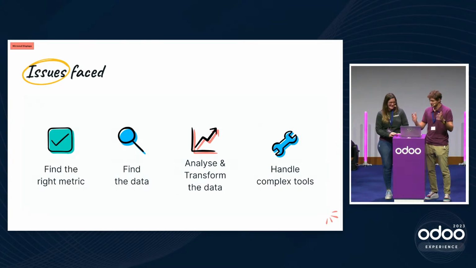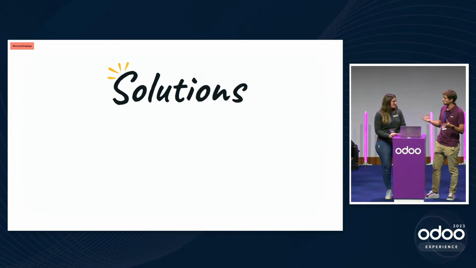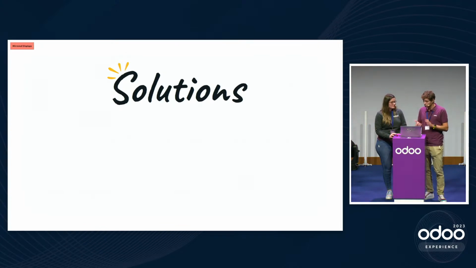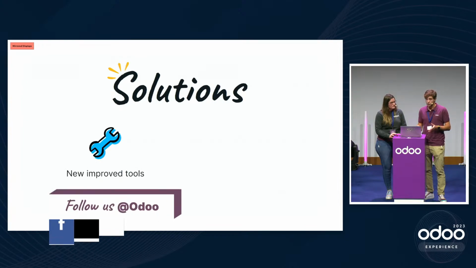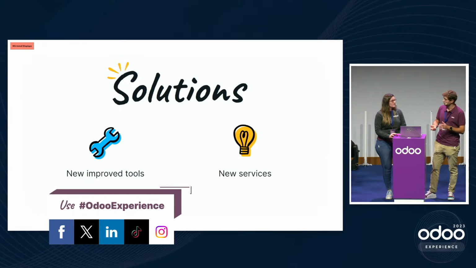Well, obviously, we're not going to just say that there are issues and not provide a solution for you. So we want to provide a solution that makes sure that Odoo is not just an operational tool, but also gives you the data to answer the strategic questions that you might have. So for that, we have two different parts to our solution. First of all, a new improved tool, but also we want to provide new services to help you with it.